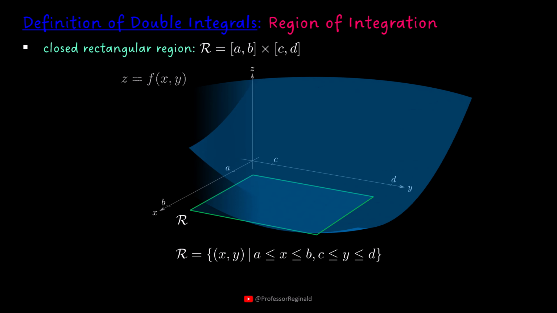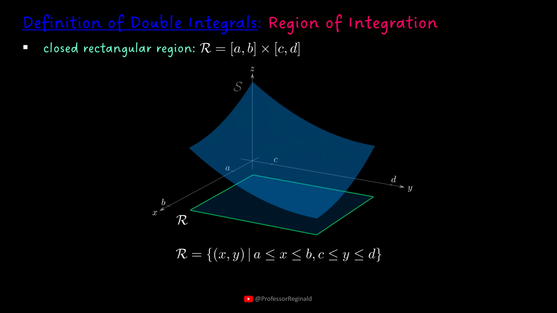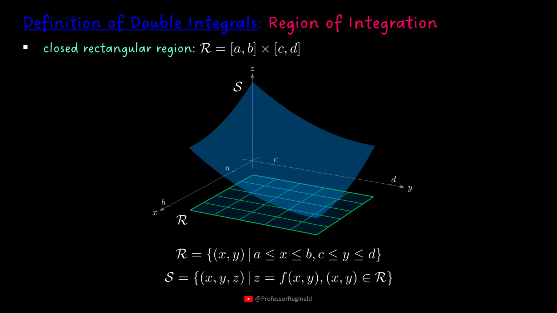Meanwhile, this is the part of the surface that covers the rectangular region, which can be written as the following set of points such that the given function is satisfied and the point is in the rectangular region. Then divide the region into equal subregions.